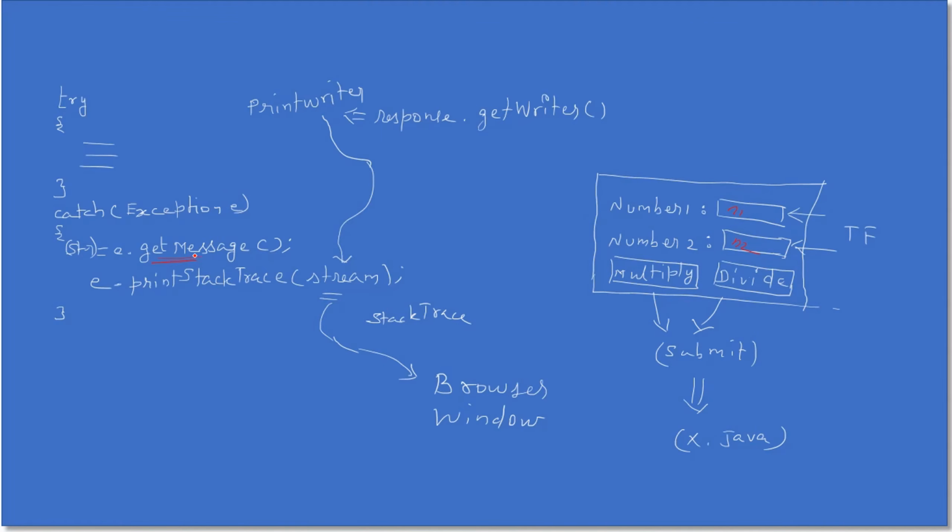Actually you can use getMessage also to dynamically print the error, but if you remember in the example we used the out object and we said invalid number within double quotes. That means we hard coded it, but getMessage is a good one that you can use. After that we used printStackTrace, and you saw how it printed the call stack information in the browser.